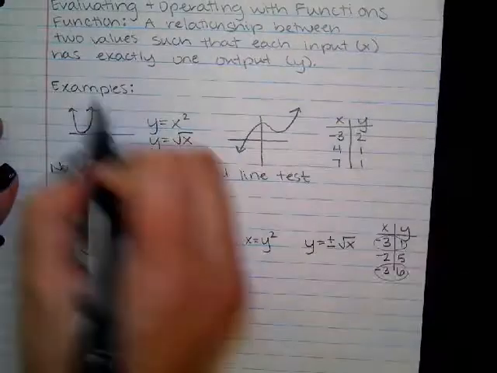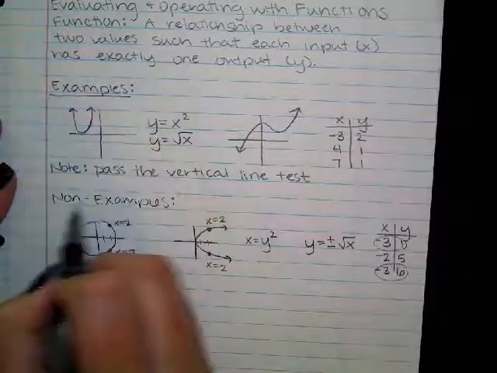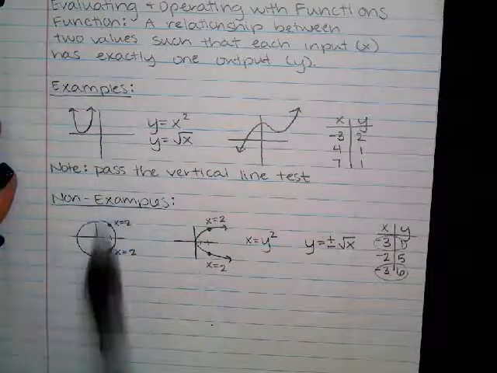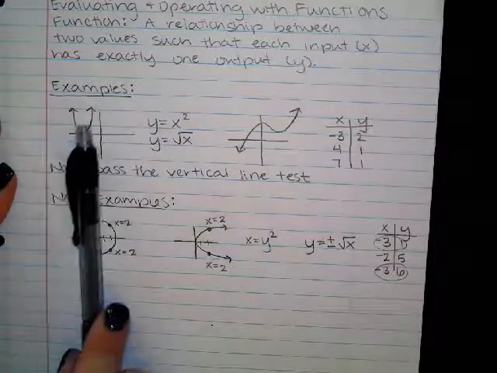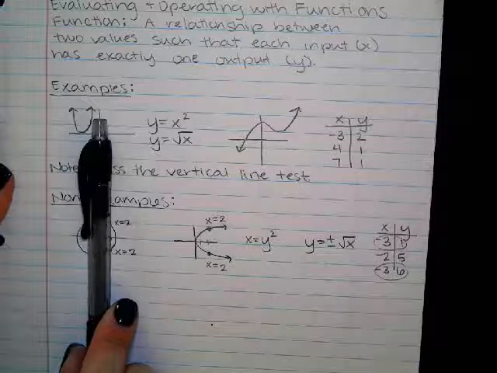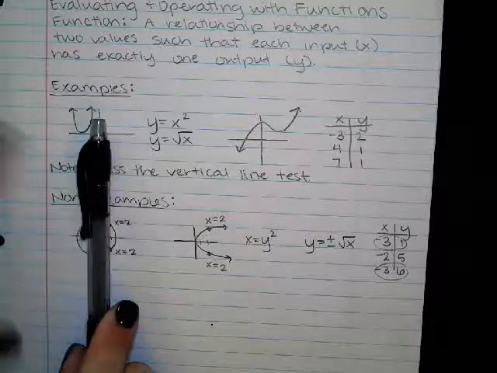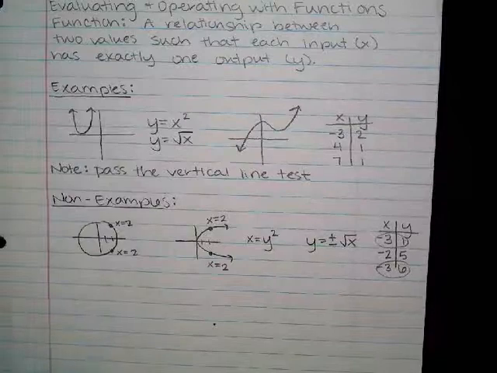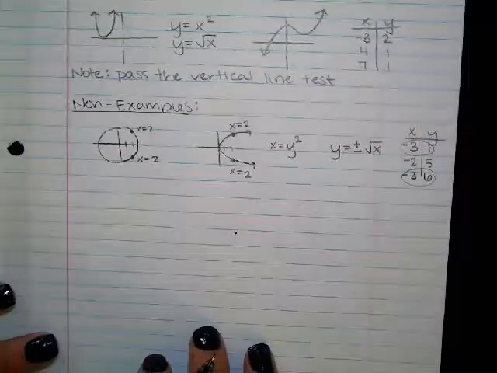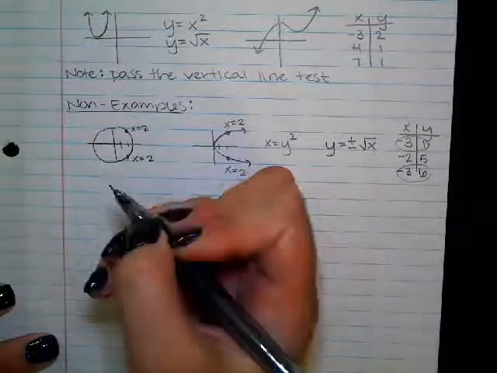All right, so examples, non-examples. These do not pass the vertical line test. You can see that my vertical line is touching two places of the circle at the same time. So it does not pass the vertical line test. All right, some notation for us.